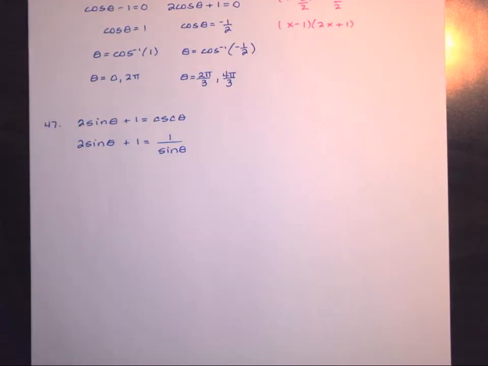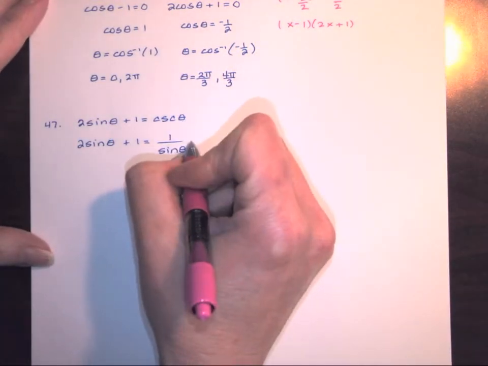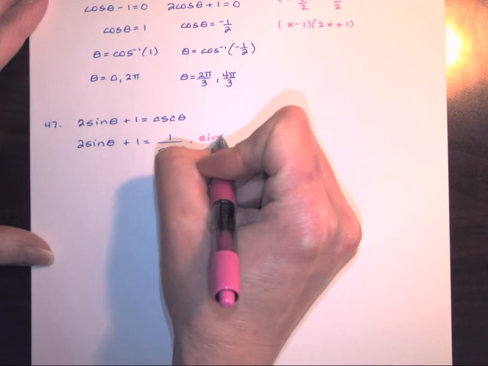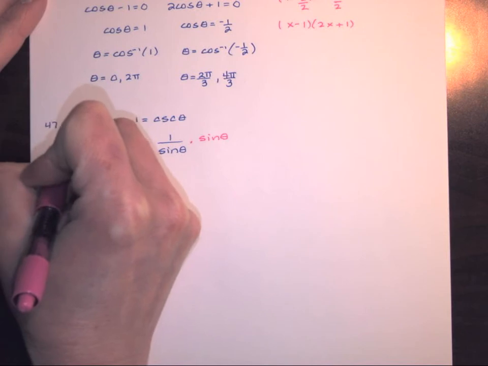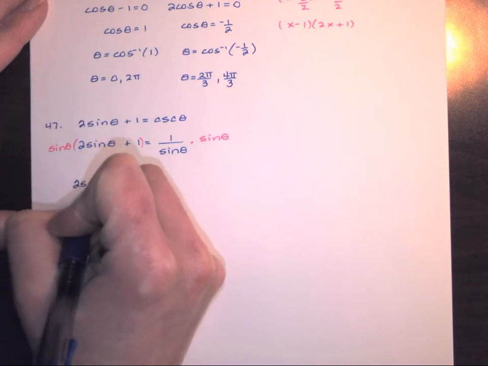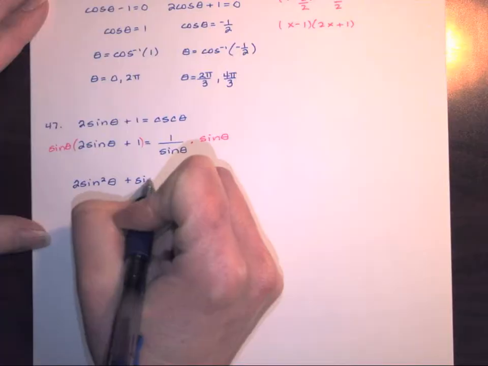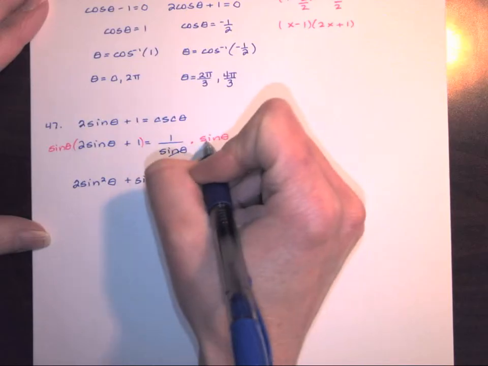Now, this doesn't help me solve, and I think what will really help me solve is if I can do something similar to what I did in the last problem, which is to get everything on one side and have 0 on the other side. So first I'm going to try and undo this thing here. So multiply both sides by sine theta. And then when I distribute here, I've got 2 sine squared theta plus sine theta. And over here, these guys cancel and I have 1.